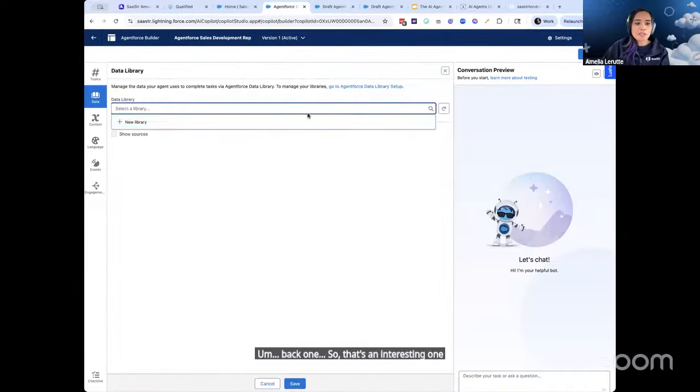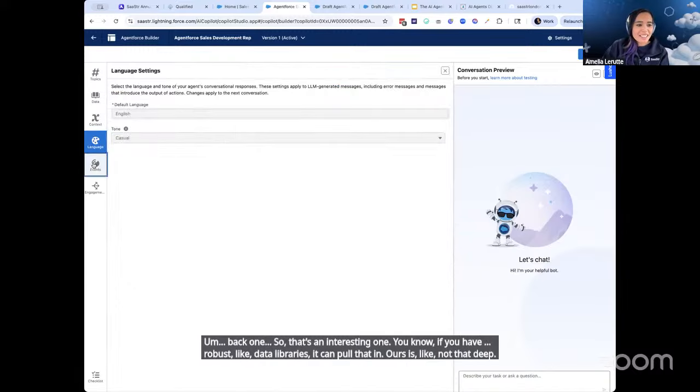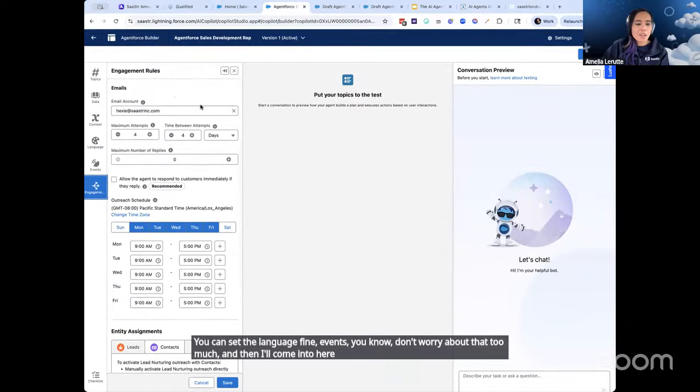Back one. That's an interesting one. If you have more robust data libraries, it can pull that in. Ours is not that deep. You can set the language, fine, and for events, you don't have to worry about that too much. And then I'll come into here. These are the rules.